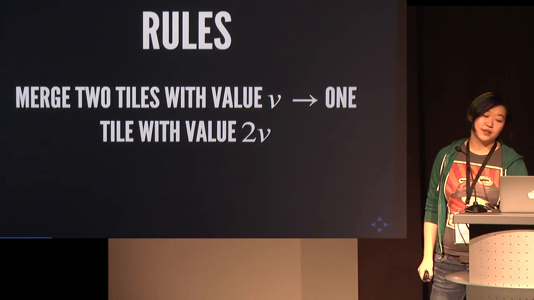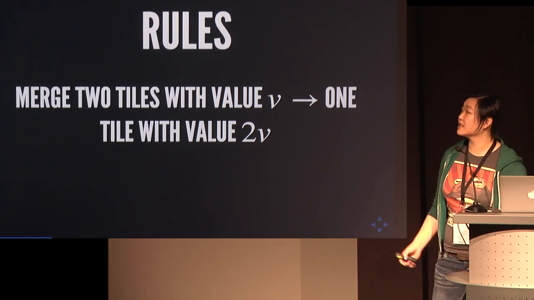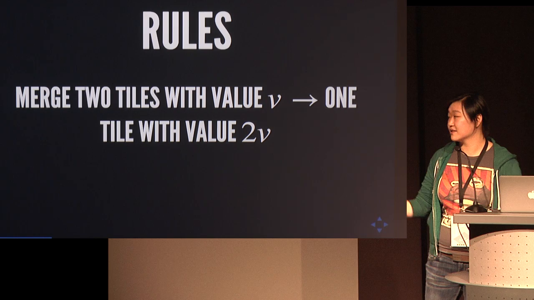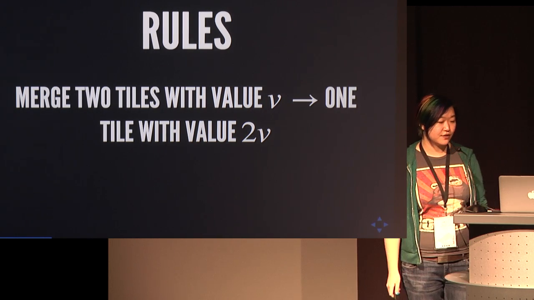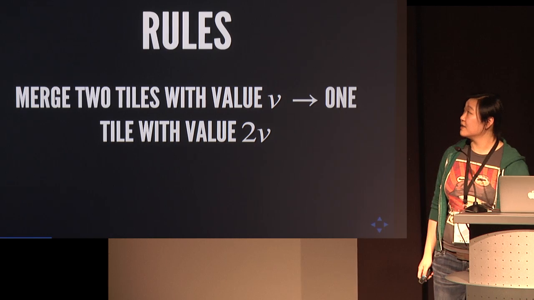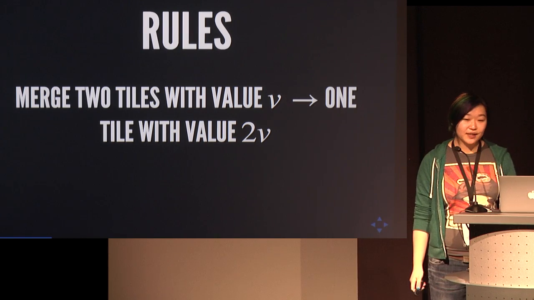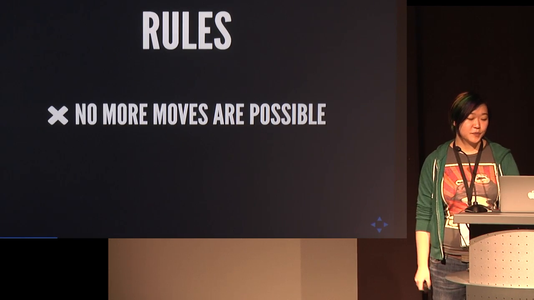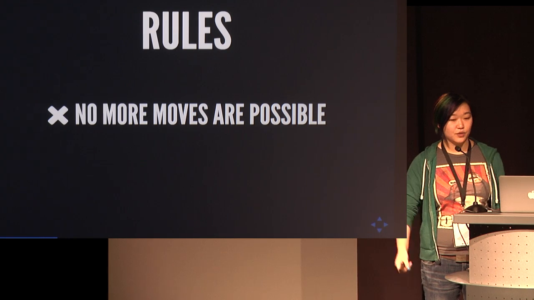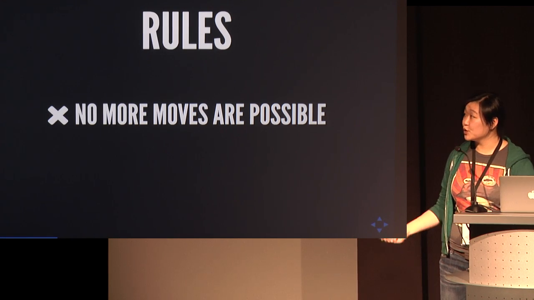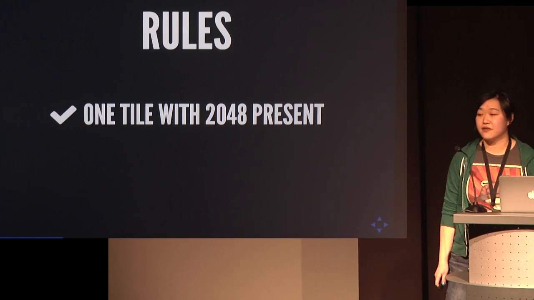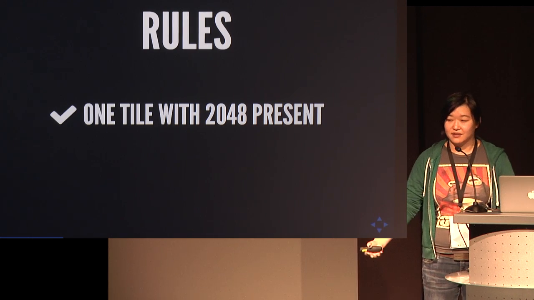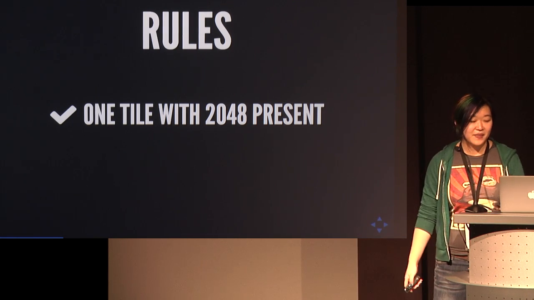If you merge 2 tiles with the same value, then you will get 1 new tile with the value of the sum of those 2 tiles. I think you've seen that. I just wrote it up once more, so you remember it. All right, there are 3 measurements of how well you're doing. You lose when there are no more moves possible because the whole board is full and you can't move anywhere to merge anything. You win when you have 1 tile with 2048 present, or 1024 in the other game, or like the rainbow dog with the dog game, I don't know.